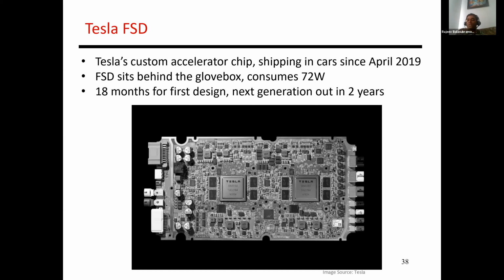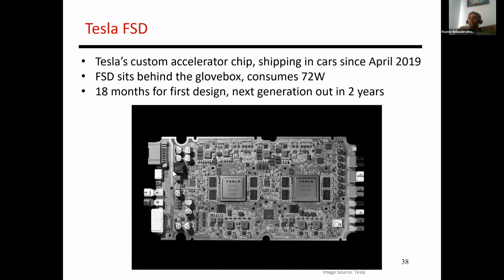And again, within 18 months, they came up with their first design, and they plan to come out with the next generation 2 years later. And so this is basically something that fits behind the glove box, consumes about 72 watts of power, right? And it kind of explains why you need a custom chip, right? You can't have a 1,000-watt system that's maybe sitting in your trunk and occupying space there, right? You need something that fits inside the body of the car.